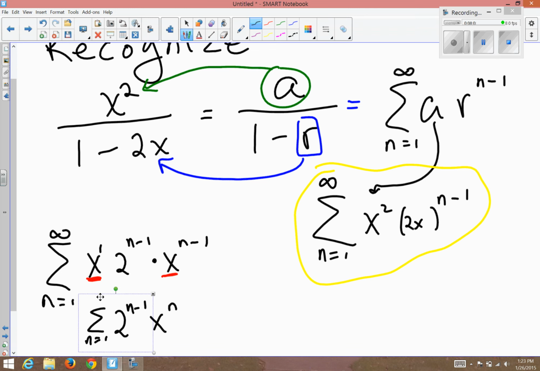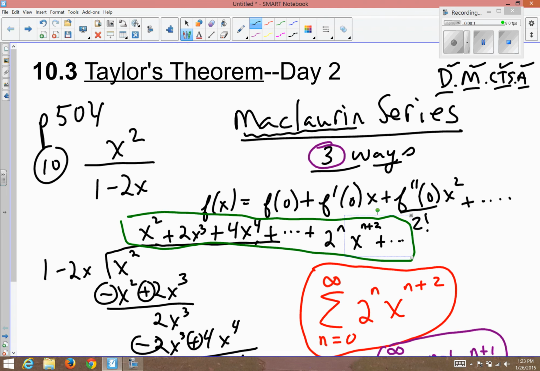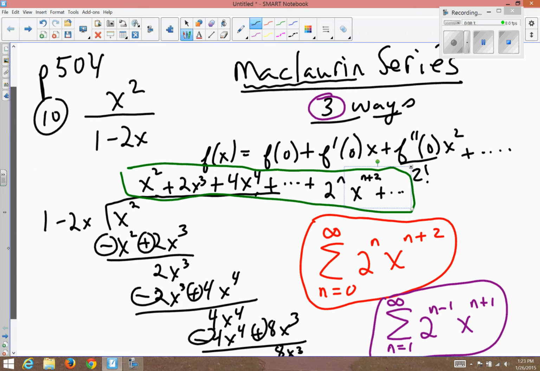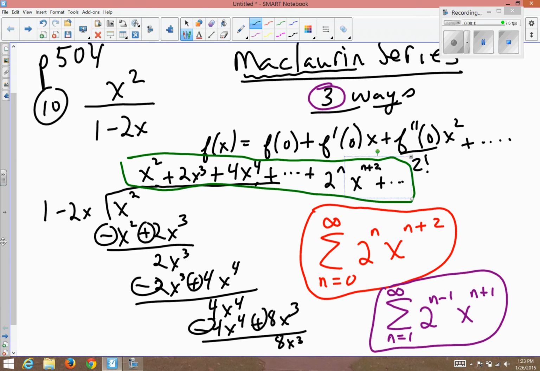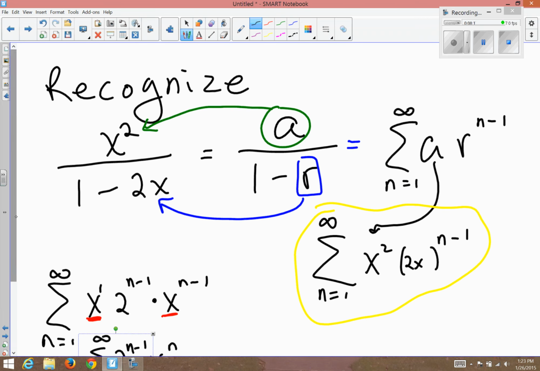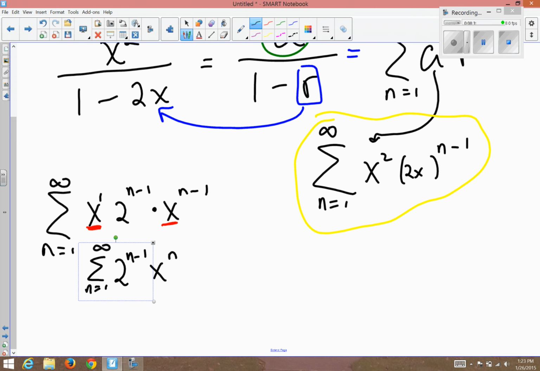Sigma n equals 1 to infinity. That might even look different. Let's see what happens if we replace n with 1. We have 0 here, 2 to 0 is 1.